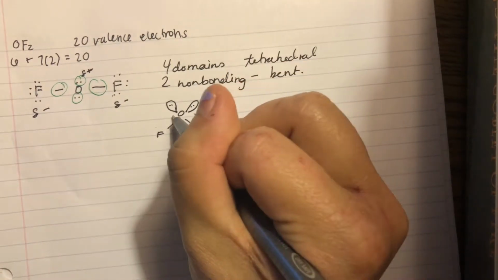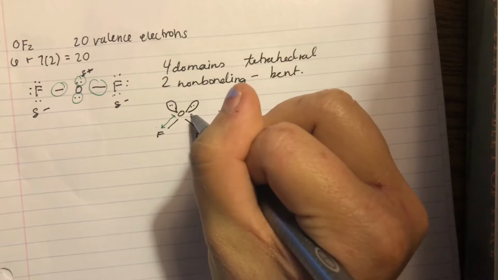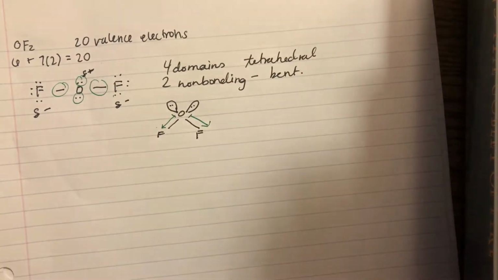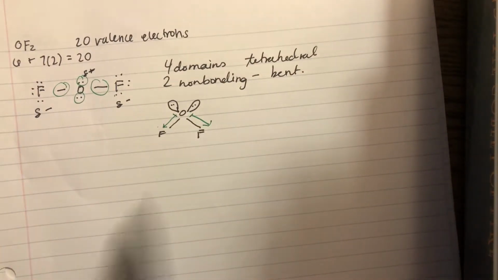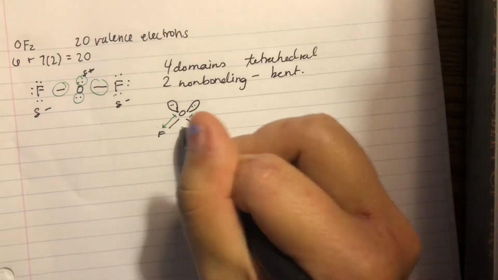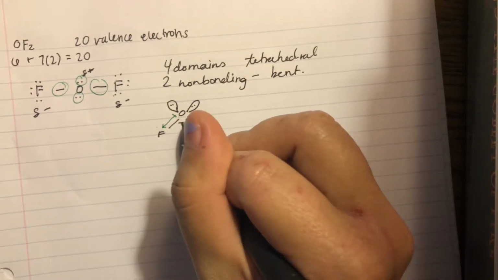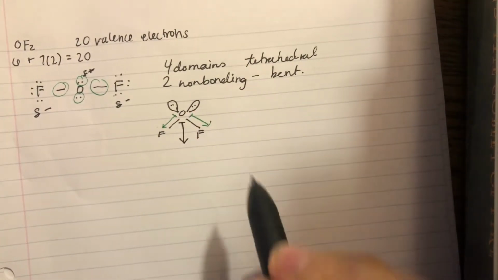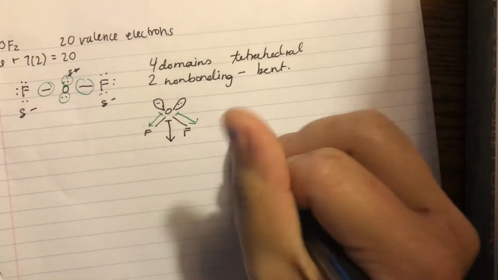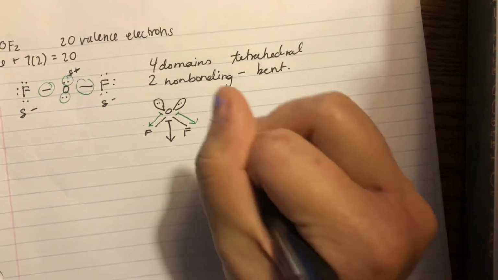And then we're going to draw our bond dipoles. The dipoles do not cancel because there is a net dipole that goes down, and so this makes this molecule polar.